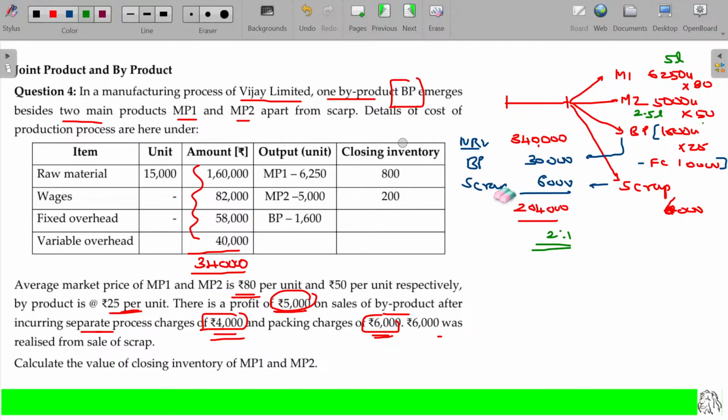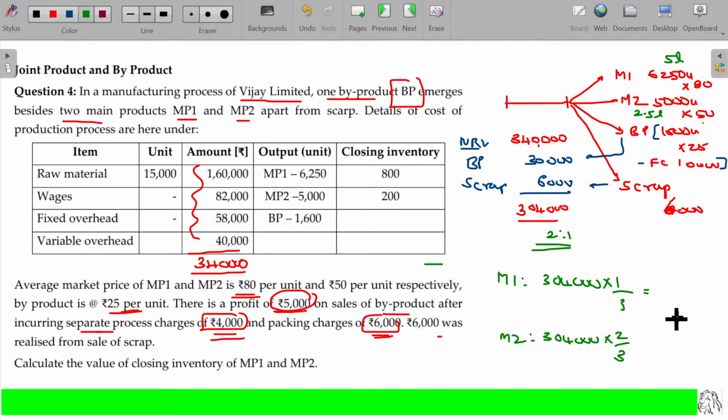Okay, 3 lakhs 4,000. This is 3 lakhs 4,000. Now this 3 lakhs 4,000 should be distributed to M1 and M2 in the ratio of 2:1. Sales value being 5 lakhs, 2.5 lakhs. In that ratio, you can share this. For M1, 3 lakhs 4,000 into 1 by 3. For M2, 3 lakhs 4,000 into 2 by 3.